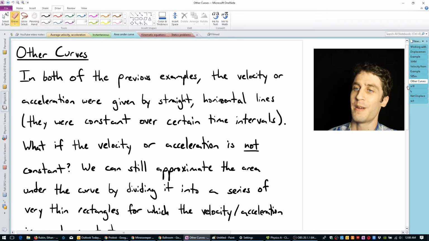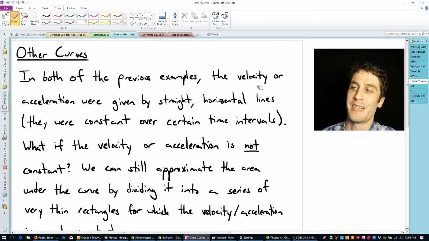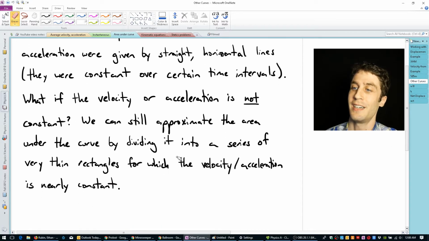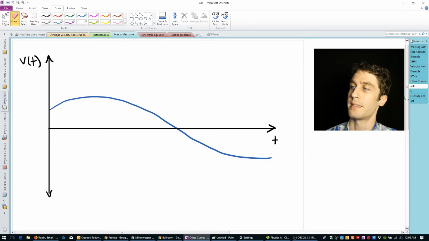And so, what about other curves? In both of the previous examples, the velocity and acceleration were given by straight horizontal lines, so they were constant over certain time intervals. What if the velocity or acceleration is not constant? Well, we can still approximate the area under the curve by dividing it into a series of very thin rectangles for which the velocity or acceleration is nearly constant. What does that look like?